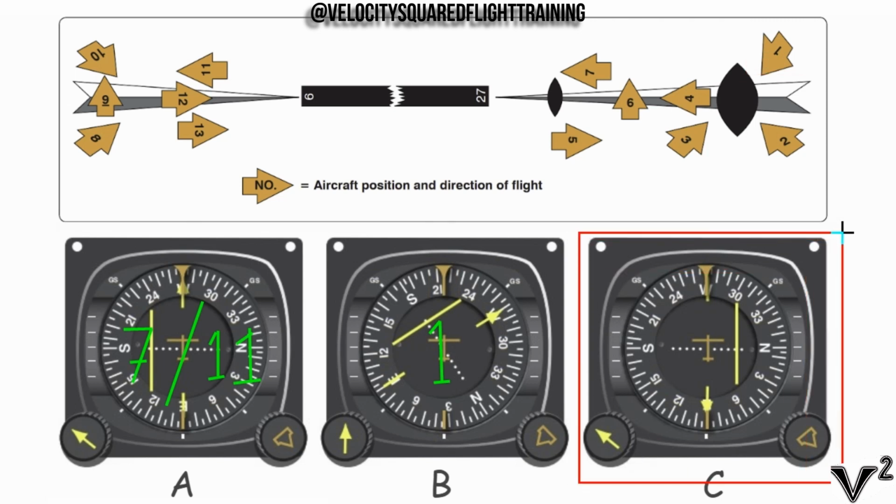All right, then lastly, we'll do letter C here. So C is a lot similar to A. The only difference between these two HSIs is that this guy's got set.